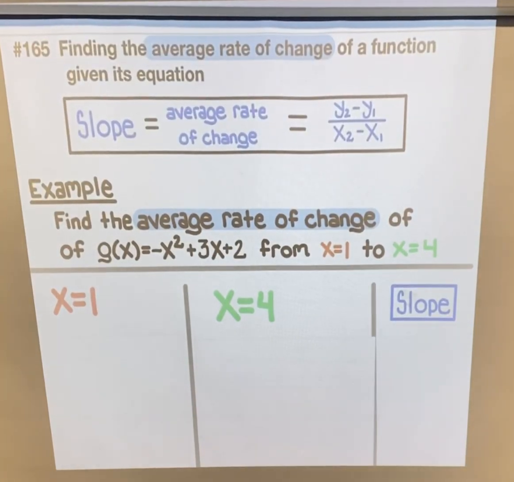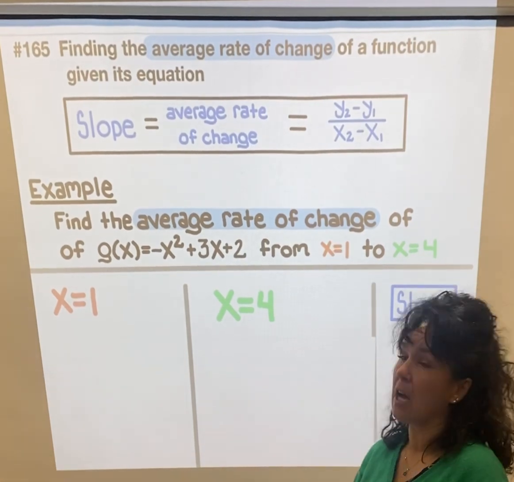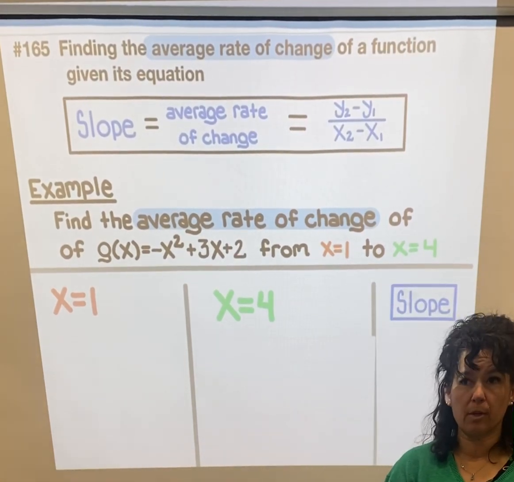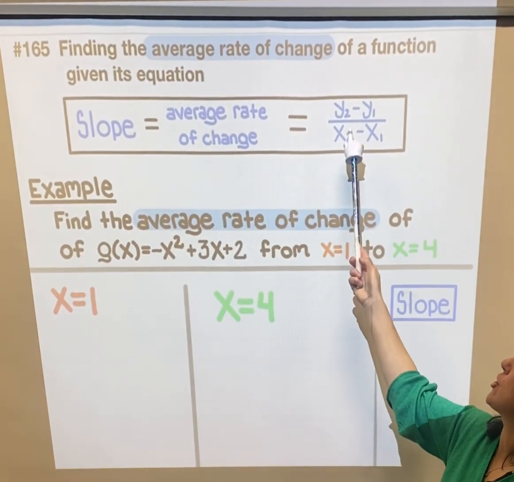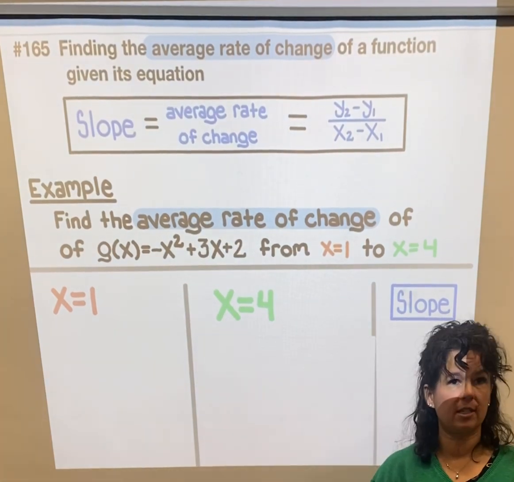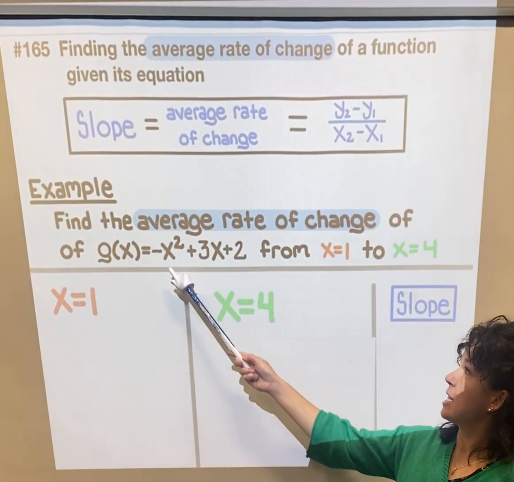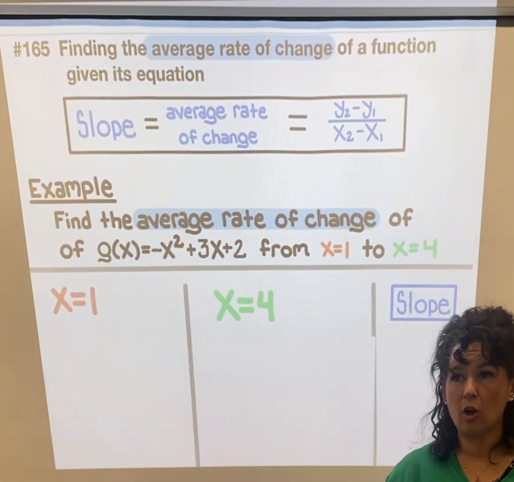So starting off with some vocabulary, the words average rate of change is synonymous with slope. Okay, it just means the same thing. So slope, average rate of change, and subtracting the y's over subtracting the x's, all the same. So since they asked me to find the average rate of change, I know they're asking me to find slope.